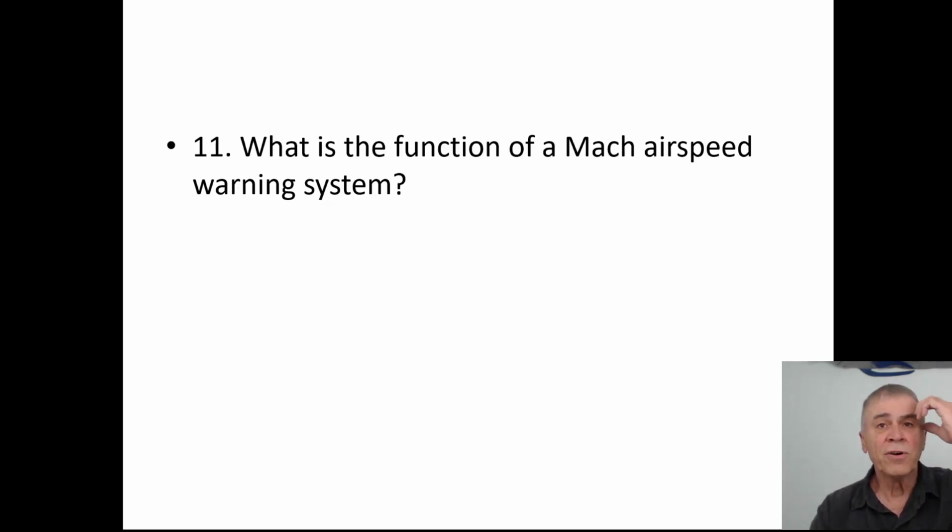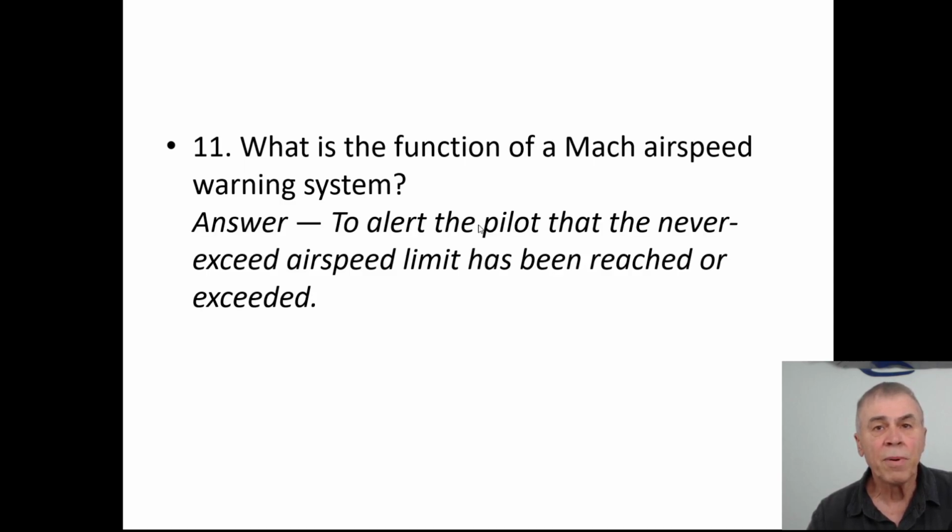What is the function of a Mach airspeed warning system? Basically to alert the flight crew that the aircraft is reaching its maximum for structural purposes, something like that. To alert the pilot that the never exceed airspeed limit has been reached or exceeded. Okay, even a better answer.